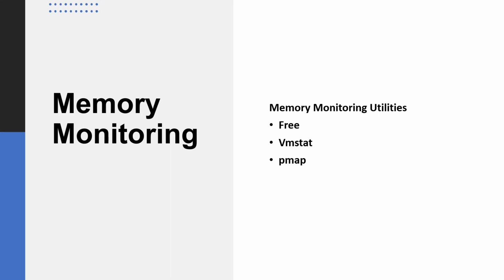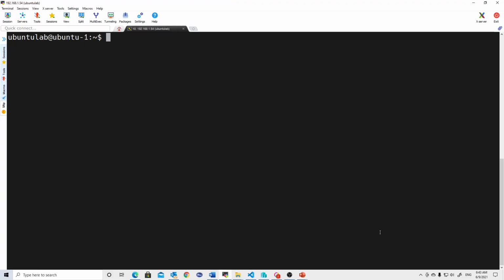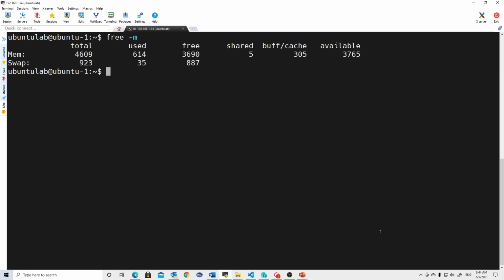Memory monitoring utilities. free: brief summary of memory usage. vmstat: detailed virtual memory statistics and block I/O, dynamically updated. pmap: process memory map. Let's take a look at it. free -m.